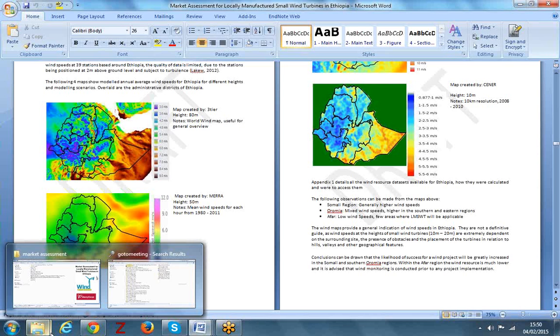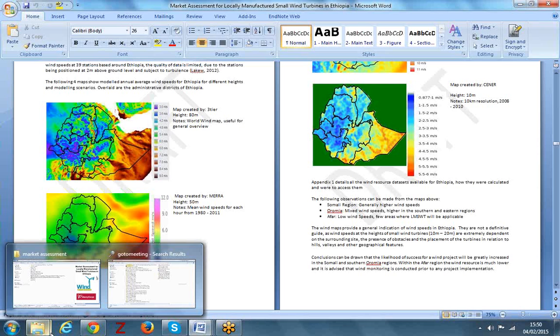We also specified that we need an area with good wind. So we showed them the wind map, and we said the Somali region and the southern region were good. And luckily, they were working in Jijiga, which is a high wind region.